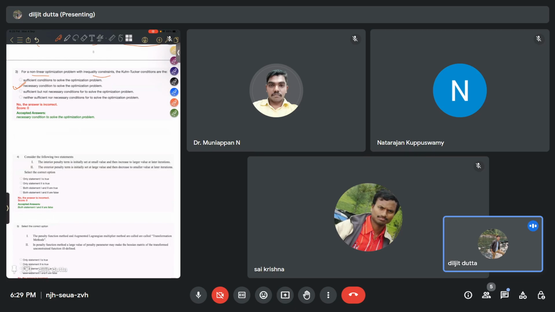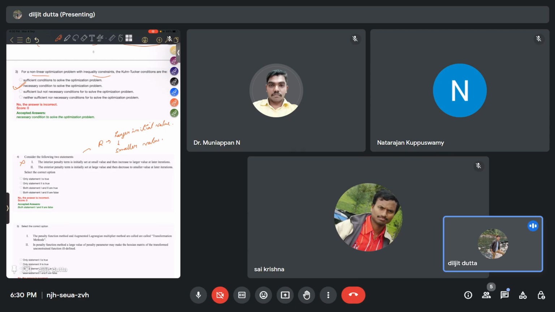Okay, now let us see the fourth question. Consider the following two statements. The interior penalty term is initially set at a small value and then increased to a larger value at later iterations. No, this is not true. We have a larger initial value, and then we proceed to a smaller value in case of the interior penalty term.